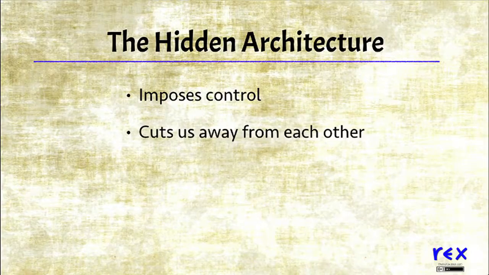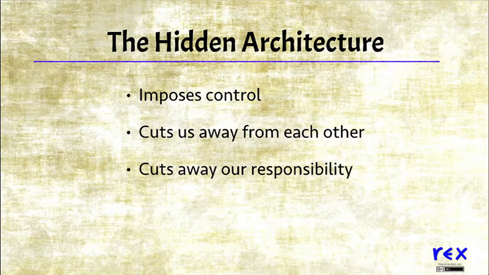So this hidden architecture has some really interesting effects. It imposes control over everybody, but it cuts us away from each other. You're being graded and taught and tested as an individual in this world, right? Not as a team. We're going to ask you to collaborate later, but in school that's called cheating. But there's another really more interesting effect. I like this one a lot. It cuts away our responsibility for the task at hand.